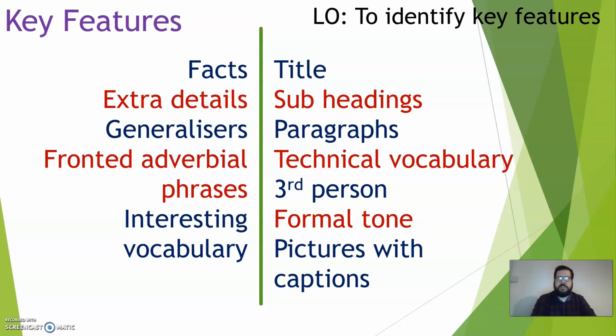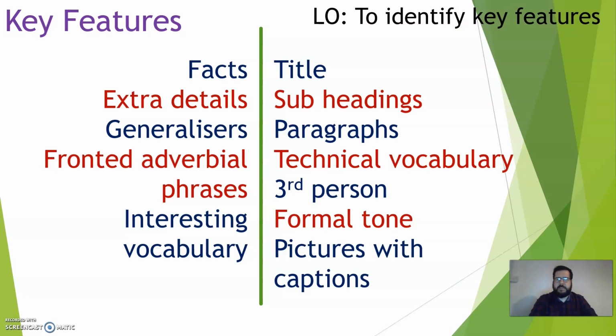We have to use interesting vocabulary because although we are writing a non-fiction report, it still has to hook the reader in, otherwise they're not going to finish reading our report. So we have to make sure we've got that interesting vocabulary. We need to make sure we've got a title. If you don't have a title, such as sharks, no one knows what your non-chronological report is about, and therefore no one's going to read it because they don't know what it is.